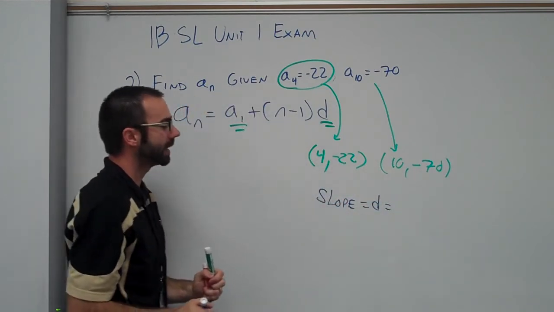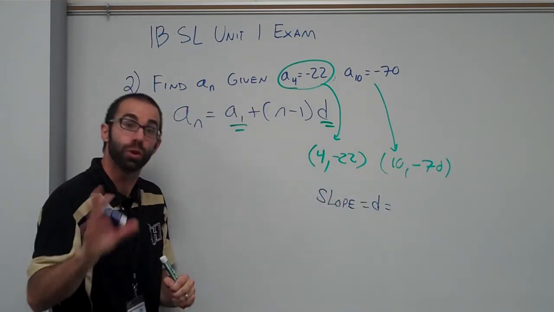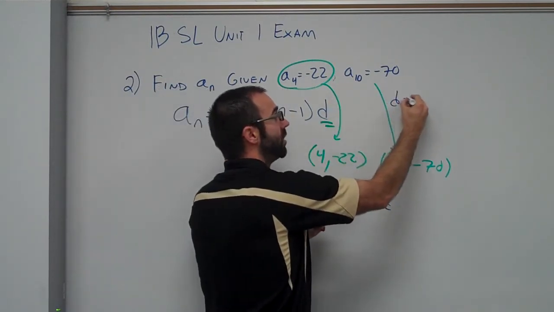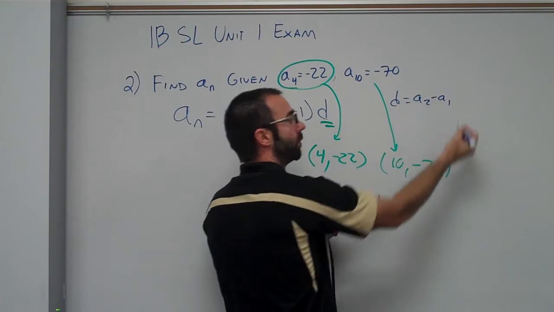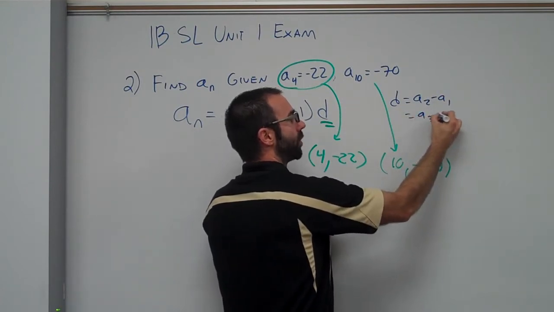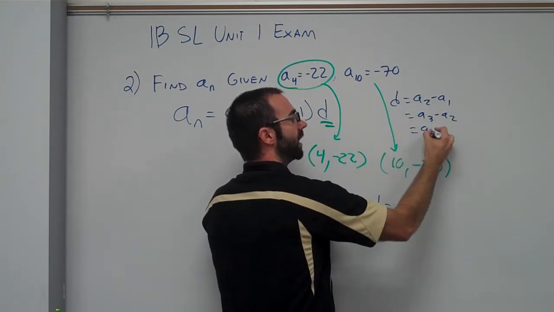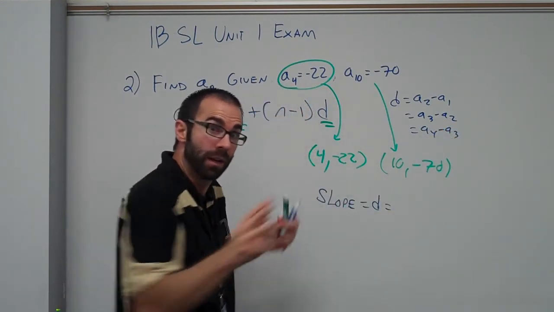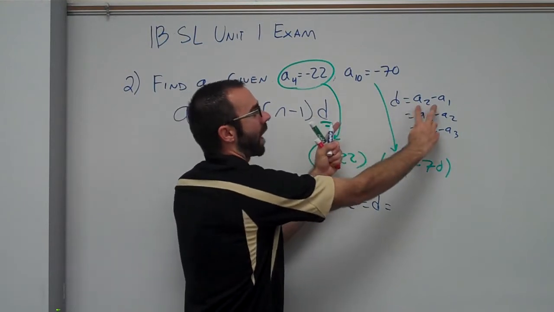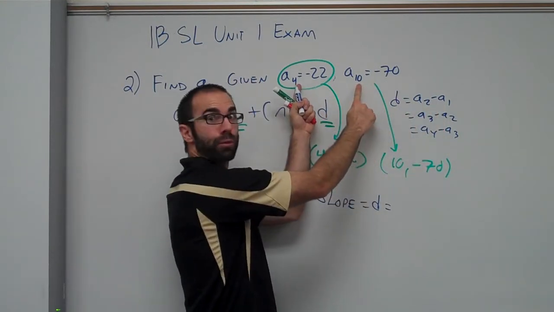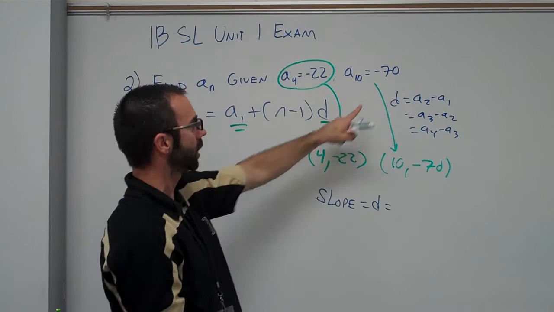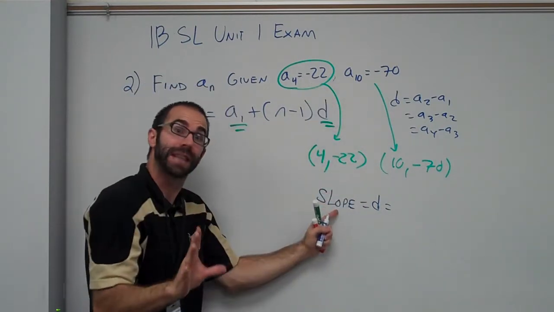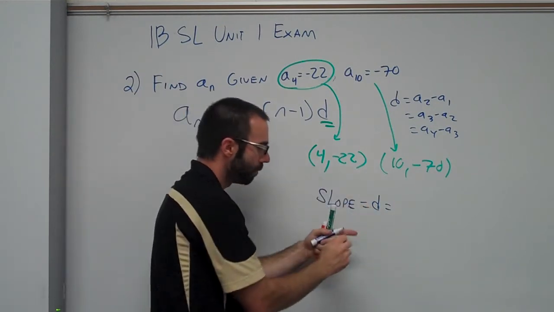The reason we have to do that is because these aren't next to each other. Remember, if you want to find D, you would do a sub 2 minus a sub 1, or a sub 3 minus a sub 2, or a sub 4 minus a sub 3, meaning the only way to find D simply is if you have 2 terms that are together. But here they're separated, so we can't just subtract -7 and -22. We need to do this modification. So we're going to find the slope.